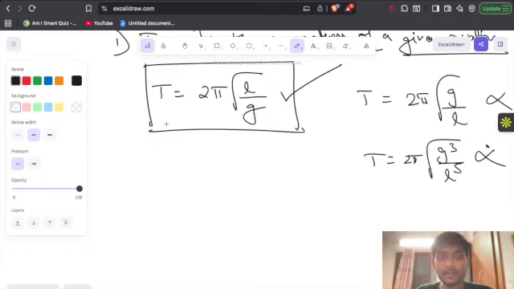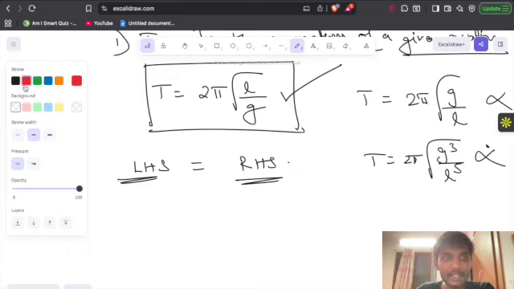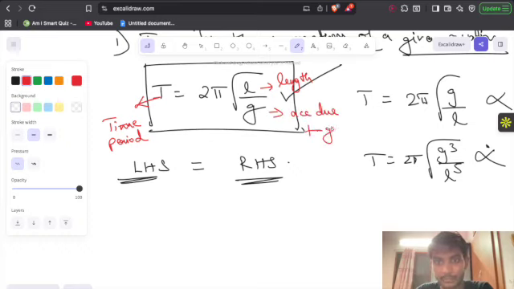So basically, what I mean from this is, the dimension in the LHS should be equal to the dimension in the RHS. Okay. Before that, let me give you an introduction on what these physical quantities are. So this is time period. This is length. This is acceleration due to gravity. Okay. So now LHS is time period. So I have a dimension T.